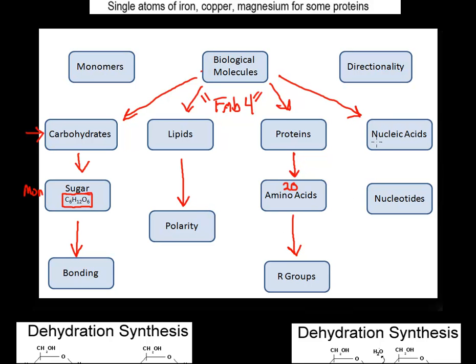Nucleic acids, these are things like DNA, RNA, and they actually contain the genetic material that you will pass on, the material that you got from your parents, and they're made up of nucleotides. They're going to be differentiated also because of groups that hang off them.